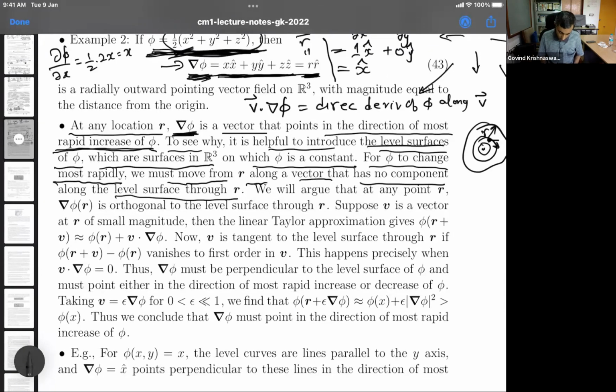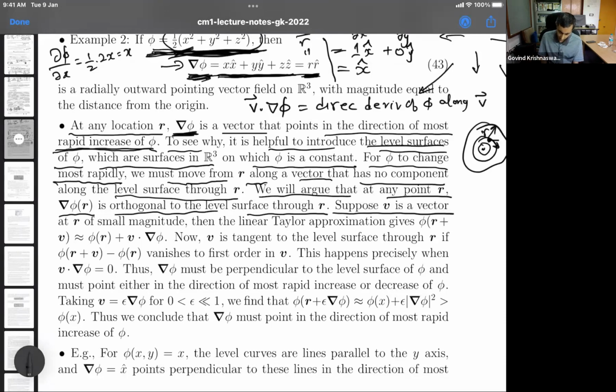The idea was that we must proceed not along the level surface, but orthogonal to the level surface if we have a chance of making phi increase most rapidly. Now, we will argue that at any point r, grad phi of r is in fact orthogonal to the level surface through r. So we're going to argue that the gradient points orthogonally to the level surface. Let us see how this is done.